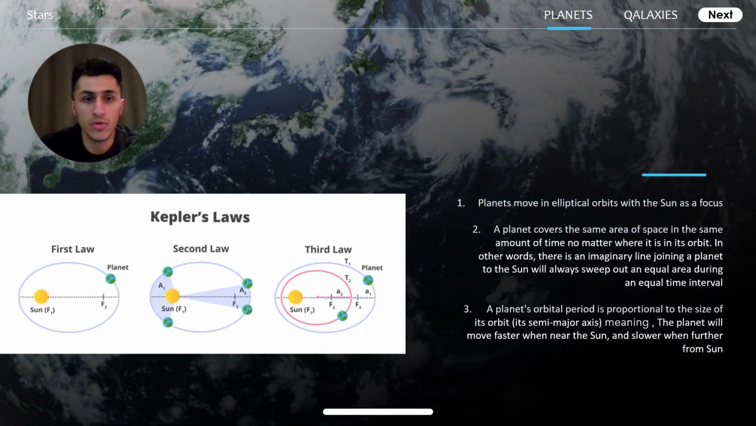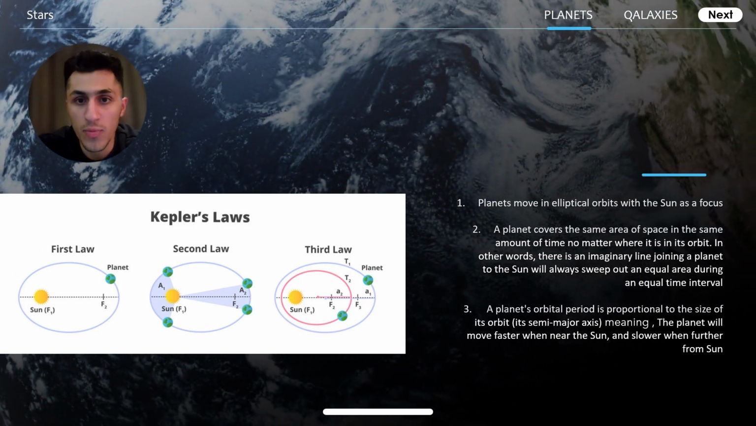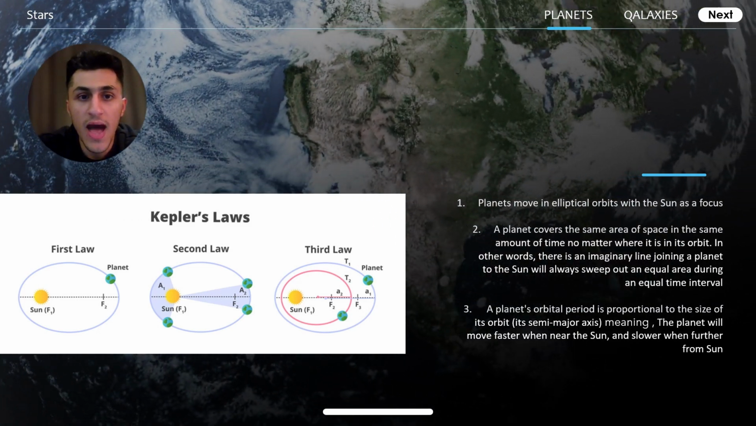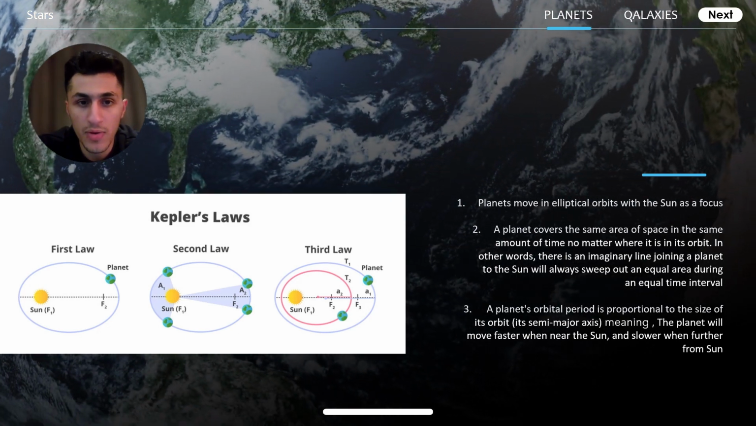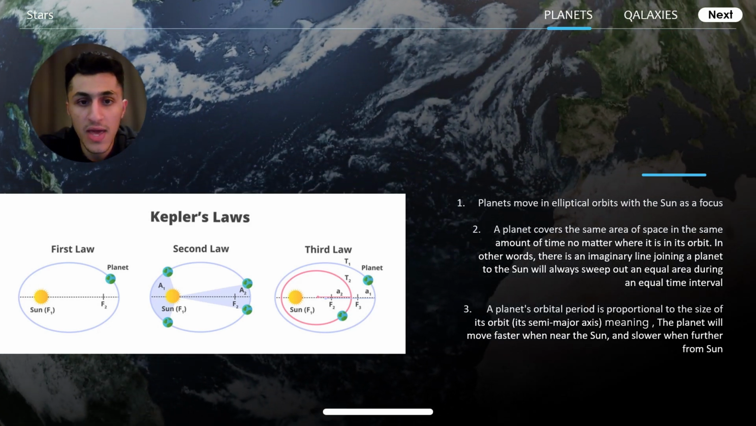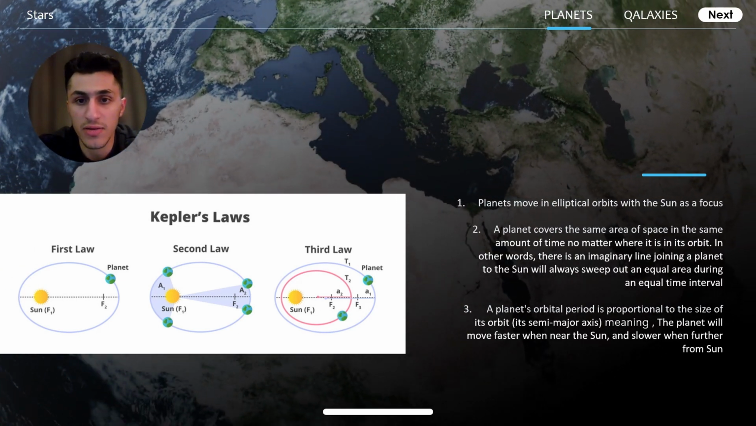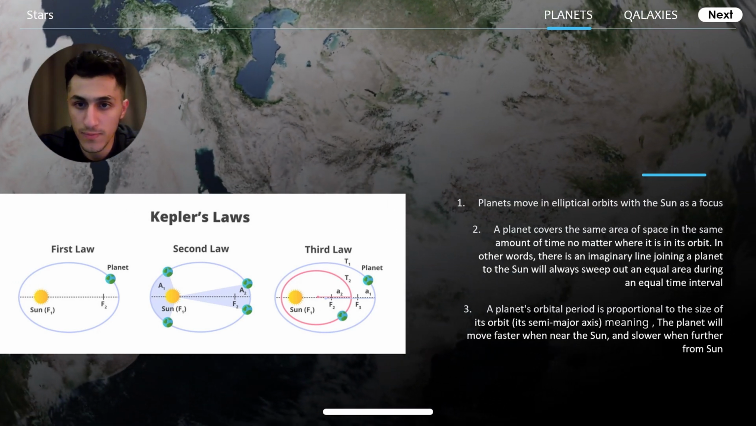Let's go over these 3 laws. Law number 1, planets move in elliptical orbits with the Sun as a focus. Law number 2, a planet covers the same area of space in the same amount of time no matter where it is in its orbit. In other words, an imaginary line joining a planet to the Sun will always sweep out an equal area during an equal time interval.